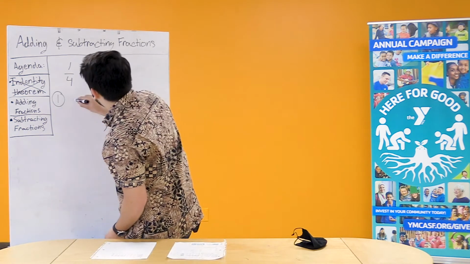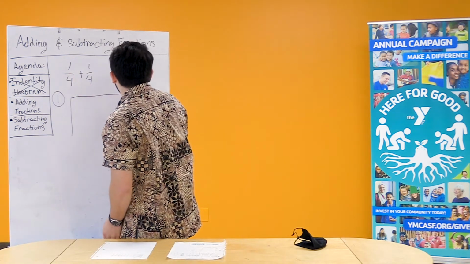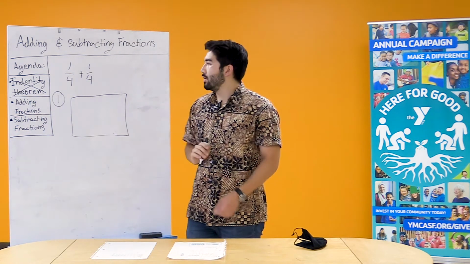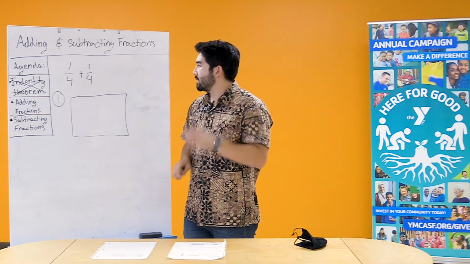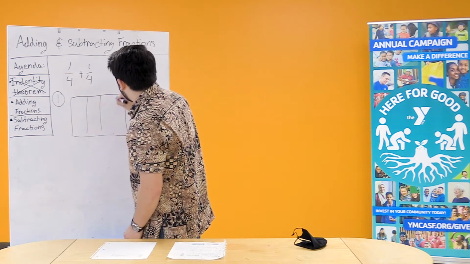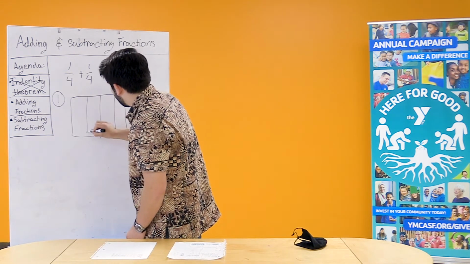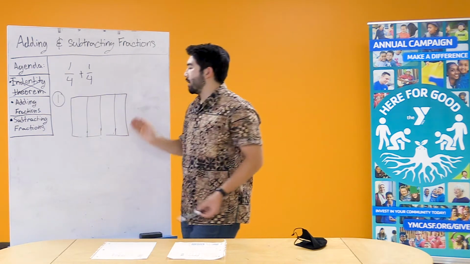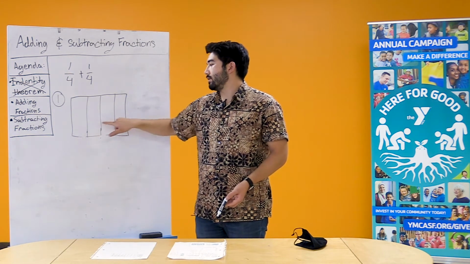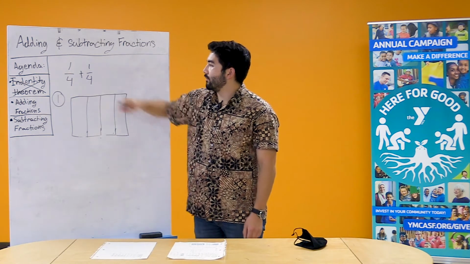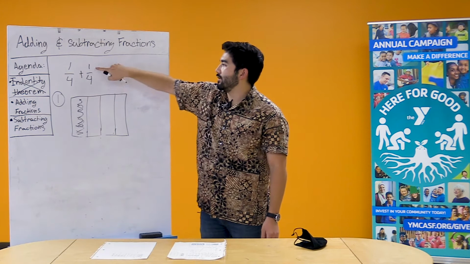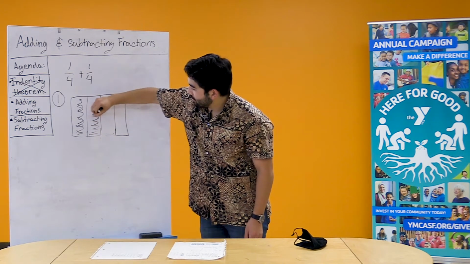So let's do this. I'm going to make a box. Okay, and this box is going to represent one whole. So I'm going to break it up into 4 different parts to represent our 1/4. Okay, so here is our one whole, breaking up into 4 different boxes. So 1, 2, 3, 4. We're going to go ahead and fill in 1/4 for our first fourth. And then fill in another fourth for our second fourth.